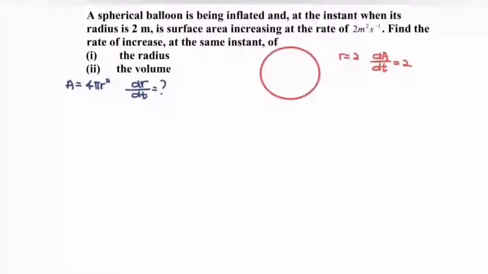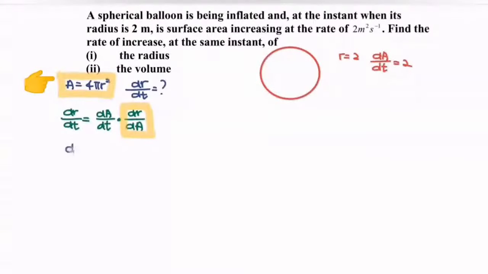So where we have dr/dt equals to dA/dt multiplied with dr/dA. In here, we notice that we have dr/dA, meaning that we are going to differentiate the r with respect to a, or differentiate the a with respect to r. Notice that we have a in terms of r. So now we are going to differentiate the a with respect to r, where we will have 8 pi r.